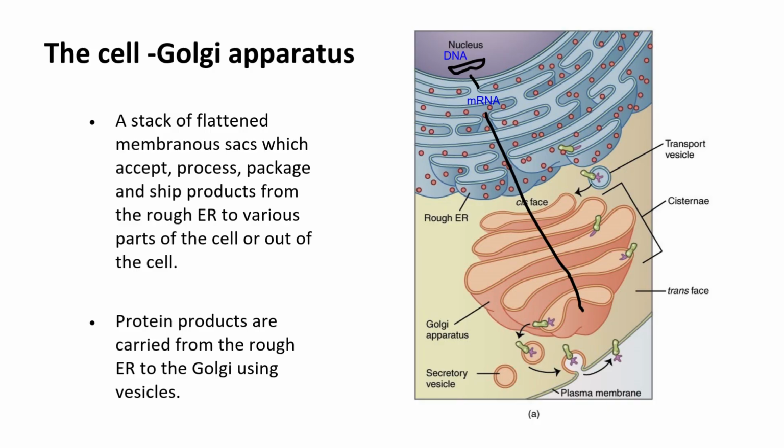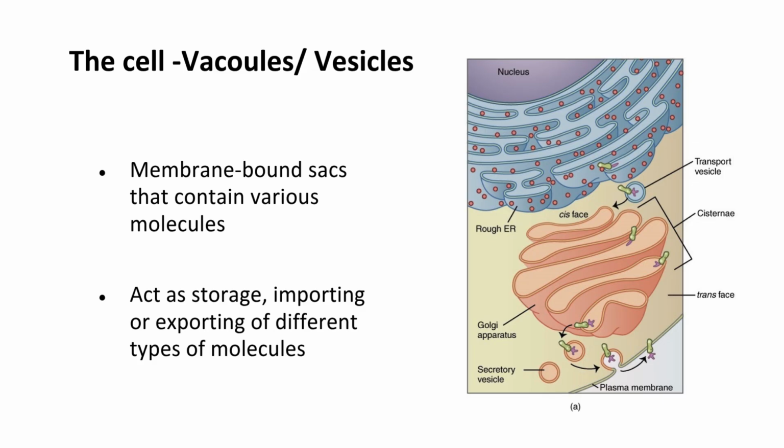As they travel through, they get modified. Sugars might be added or tweaked, molecules sorted based on their final destination. They get tagged with molecular signals like zip codes. Zip codes, okay. Then at the trans-face, they're packaged into new vesicles, which bud off and carry the finished product to wherever it needs to go, maybe the plasma membrane for release outside the cell or to another organelle. That's an incredibly organized system. Yeah. Manufacturing, quality control, processing, shipping.